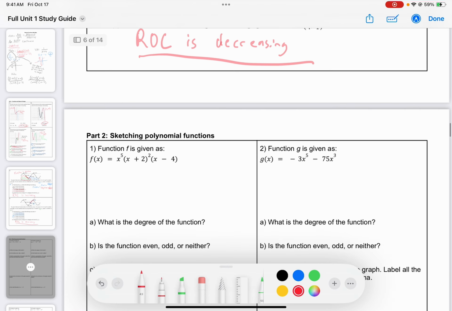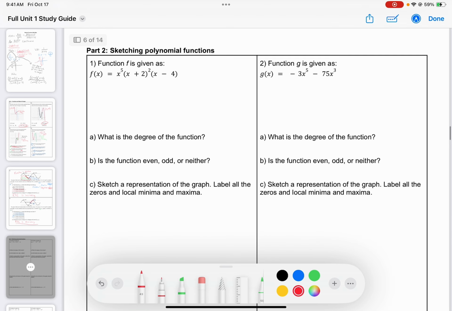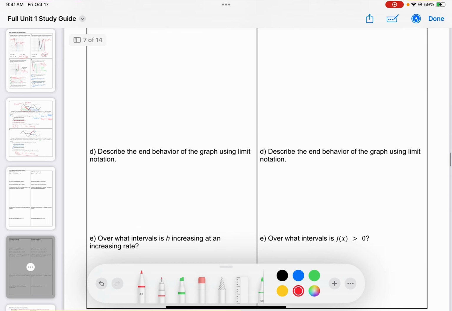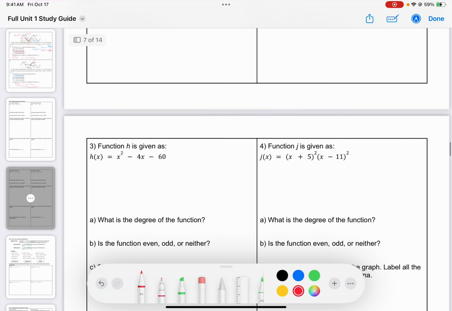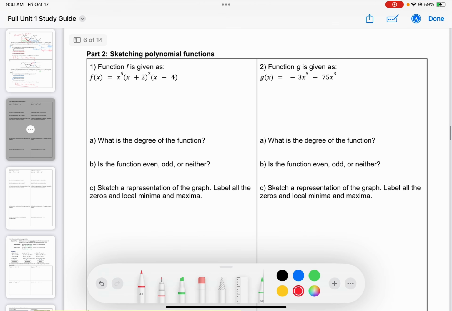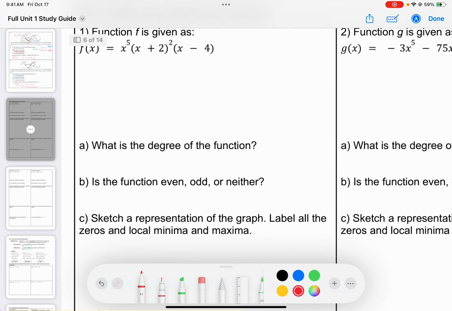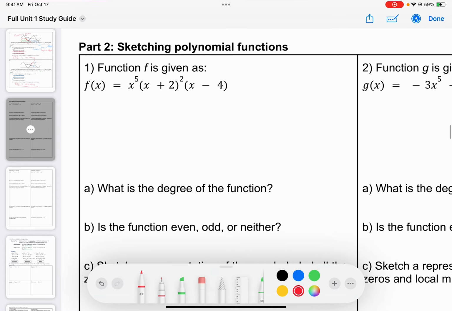All right, let's head over to part 2, where we want to sketch some polynomial functions. I'm just thinking about a second how I'm going to break this up. Yeah, this will include part 2 and part 3 as well. All right, so we have a polynomial function given as x to the 5th times (x plus 2) squared times (x minus 4).